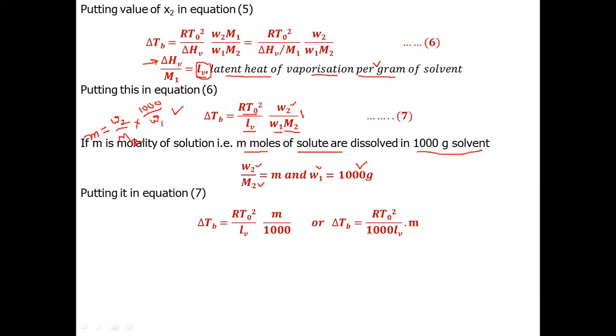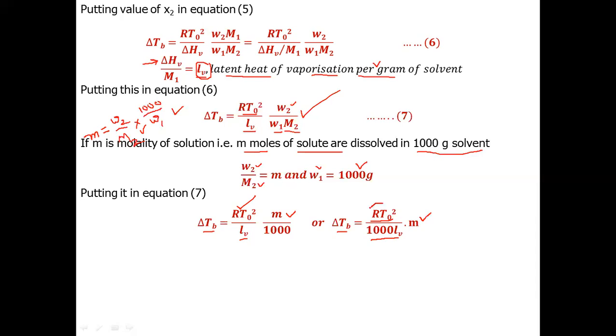So putting this value here, we get delta Tb is equal to RT naught square by LV, and from this relation the value is m by 1000. Or we can write delta Tb is equal to RT naught square by 1000 LV into m, which is molality.